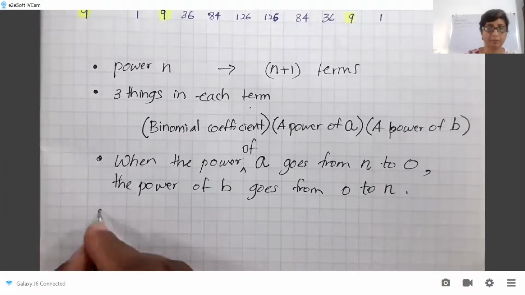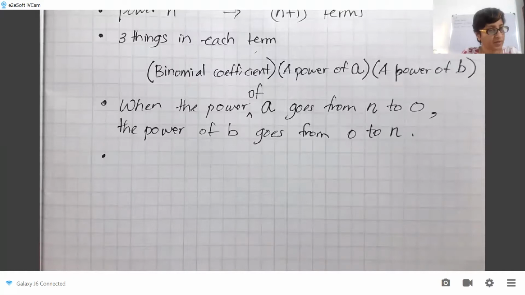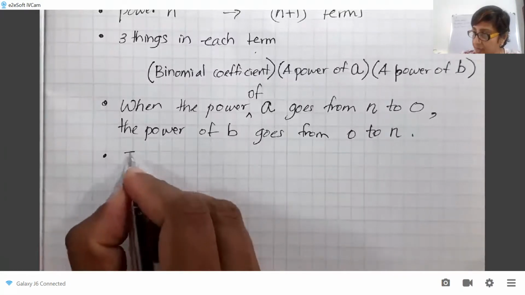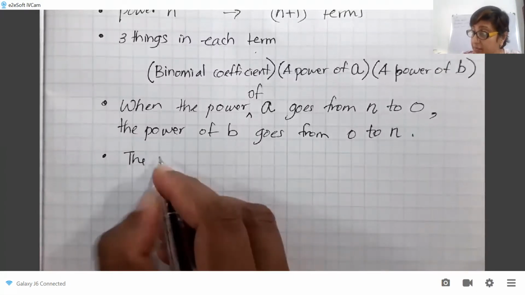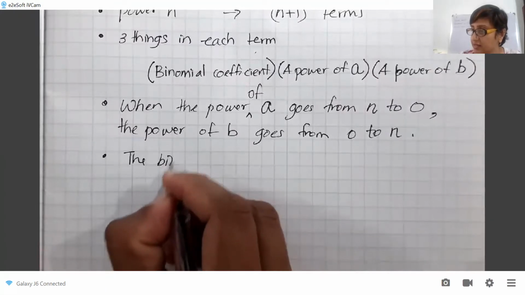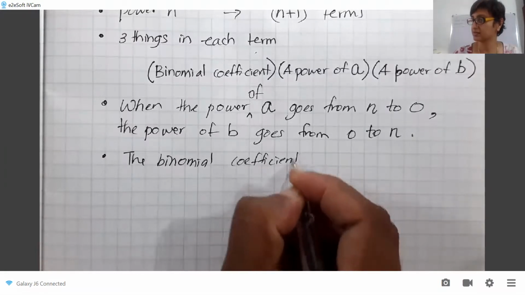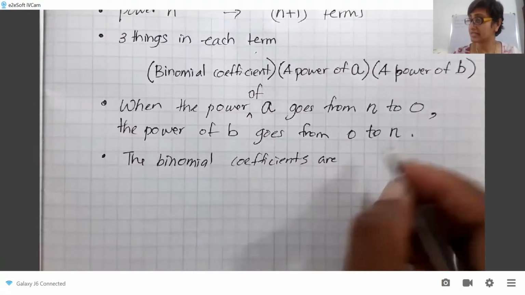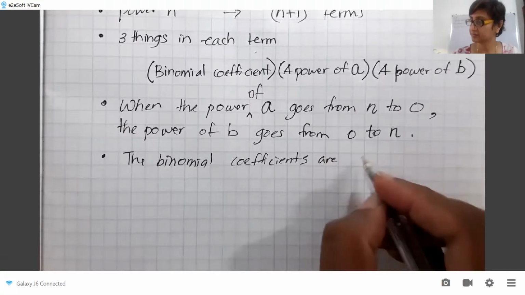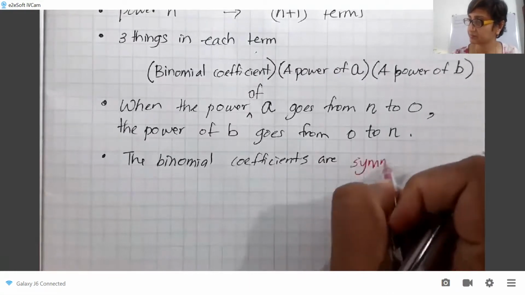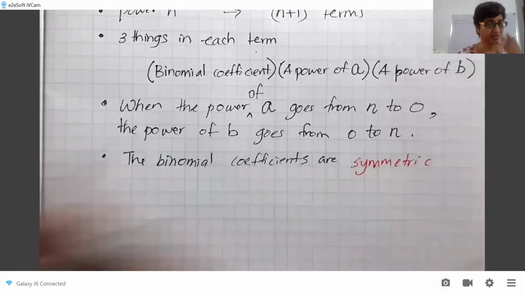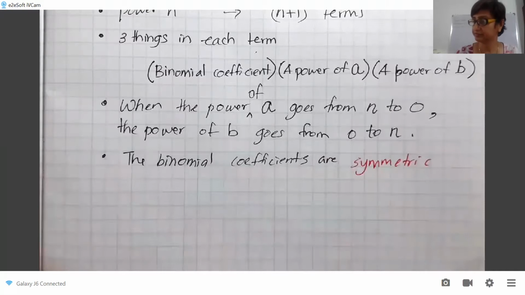Next bullet. The coefficients are symmetric. The binomial coefficients are symmetric and follow a pattern.